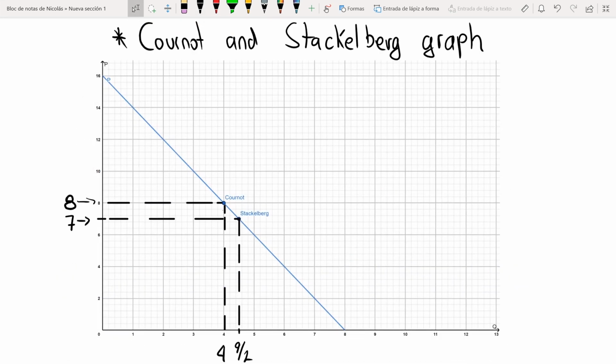And finally, with this information, we'll be able to graph the situation of the market, the inverse demand function, and the prices and quantities that each model is going to handle. So for example, in the Cournot model, we'll end up having a price of 8 while the quantity is 4. While in Stackelberg, we know that the price is 7 and the quantity is 9 over 2, or 4.5.